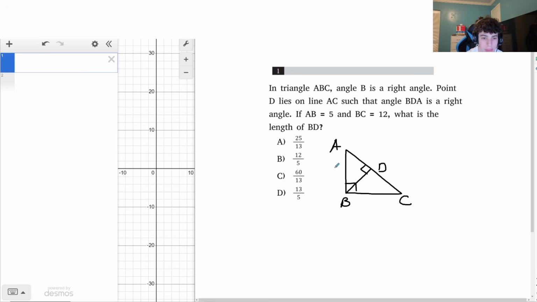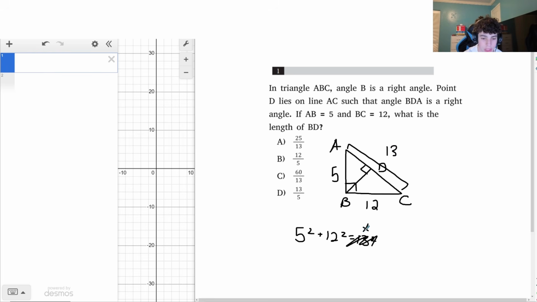Now we're told that AB is 5 and that BC is 12, and we want to find the length of BD. What I'm thinking here is, first of all, I can figure out AC using the Pythagorean theorem. Whenever you have these questions with right triangles, you always want to figure out all the other side lengths that you can before doing anything. So I can say here that 5 squared plus 12 squared equals 13 squared, and I know that it's 13 squared because that is a 5, 12, 13 triangle, right? You can check this, right?